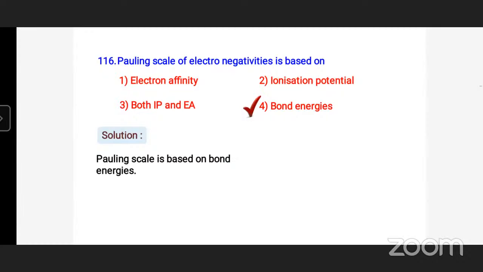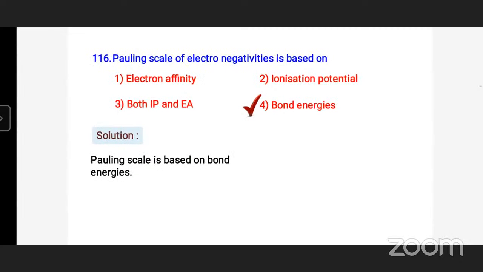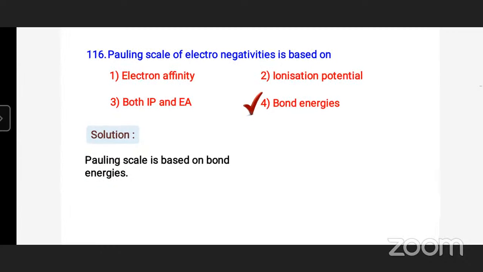Here the question: Pauling scale of electronegativity is based on number one, electron affinity; number two, ionization potential; number three, both IP and EA; number four, bond energies. What is the Pauling scale, student? The Pauling scale was proposed by Linus Pauling to measure electronegativity. This scale is based on the values of bond energies only.